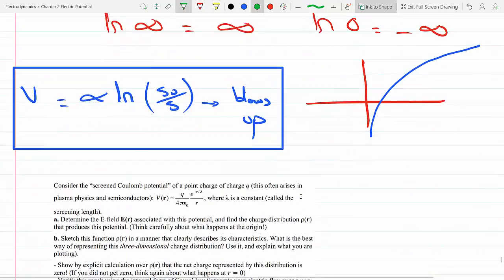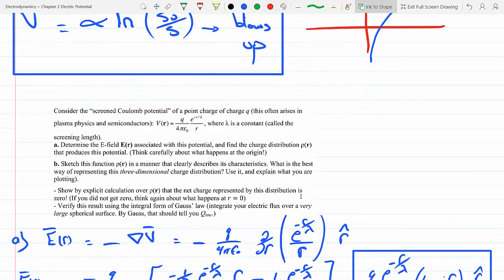Sketch it. You could do this on the computer or whatever; I'll skip that part. Show by explicit calculation of the integral of rho that the net charge represented by this distribution is 0.